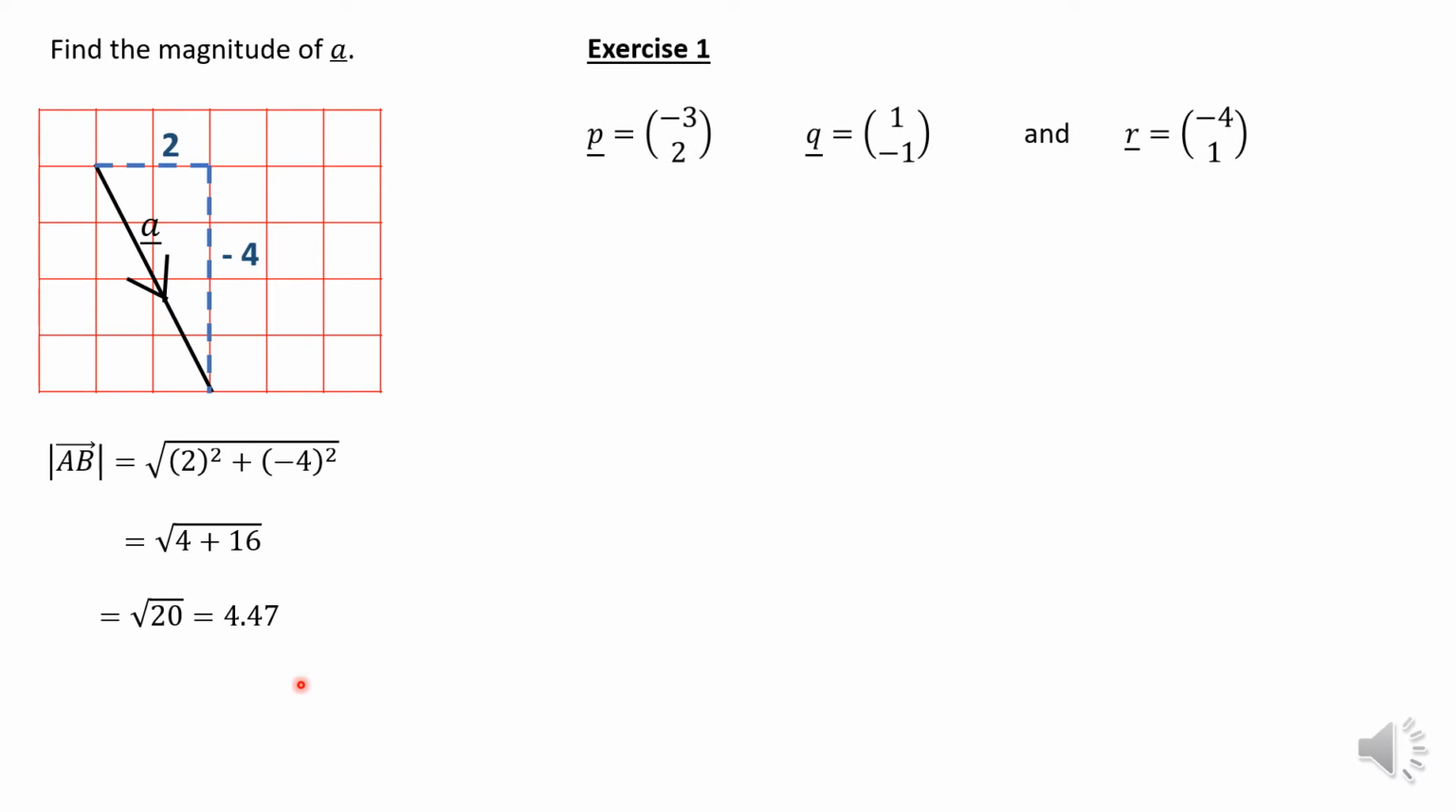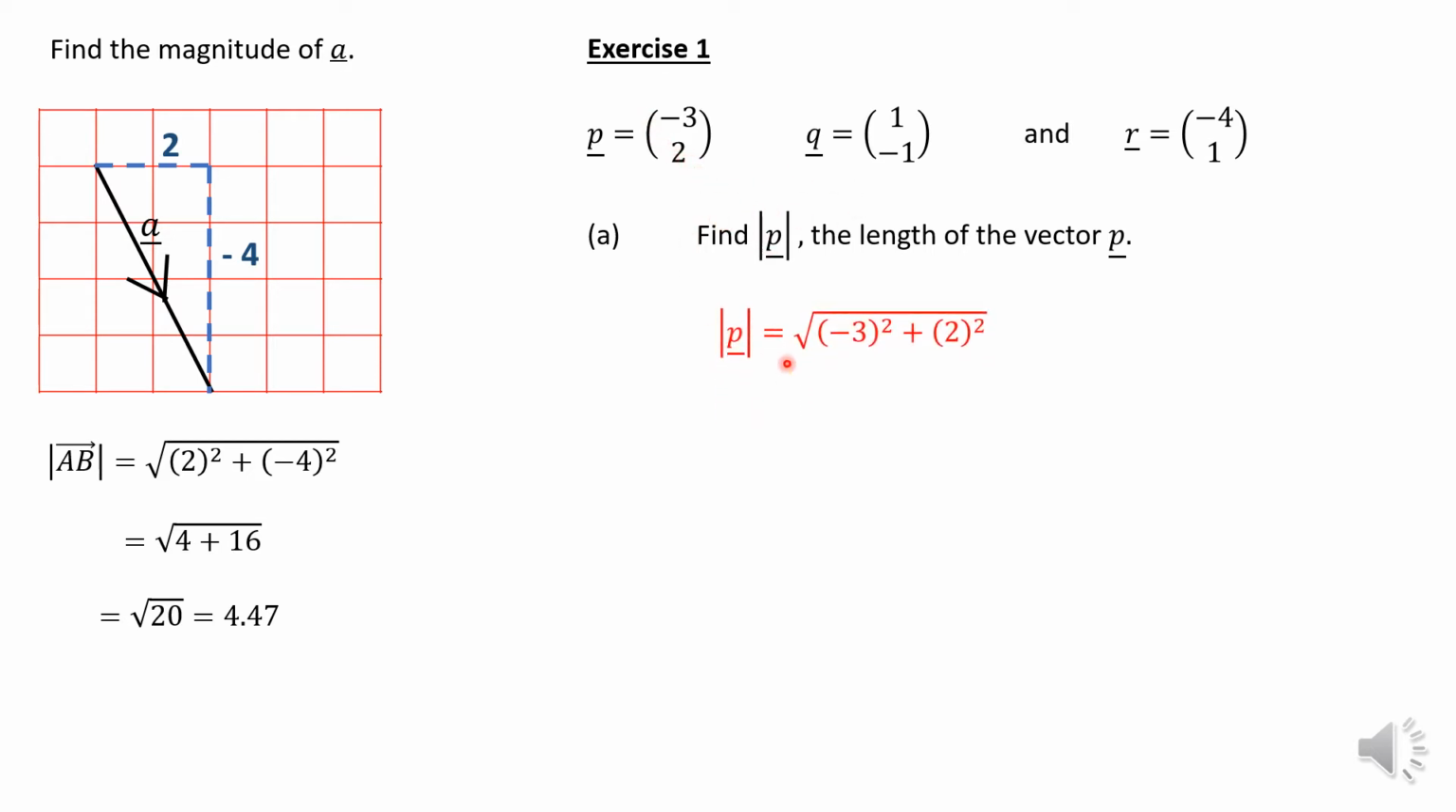So let me bring in an exercise here. I've got vector P, which is negative 3, 2, vector Q, which is 1, negative 1, and vector R, which is negative 4, 1. The first thing we need to find is the modulus or the magnitude of vector P, the length of that. We're going to use our formula for Pythagoras. So it's negative 3 whole squared plus 2 squared. Obviously, you take the square root. And once you do that, you arrive at 3.61 as an answer, or the square root of 13.